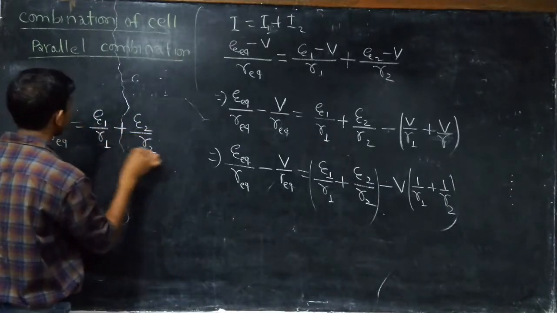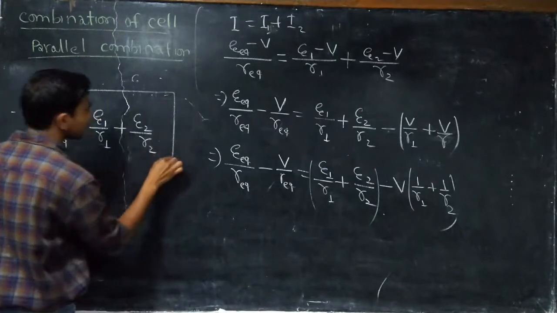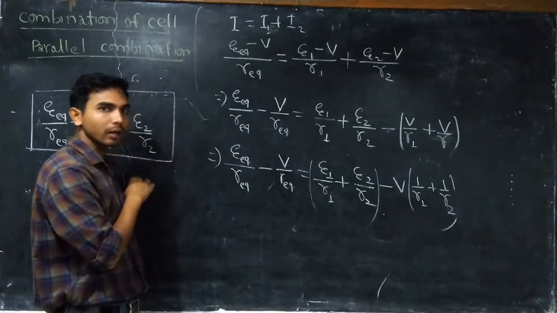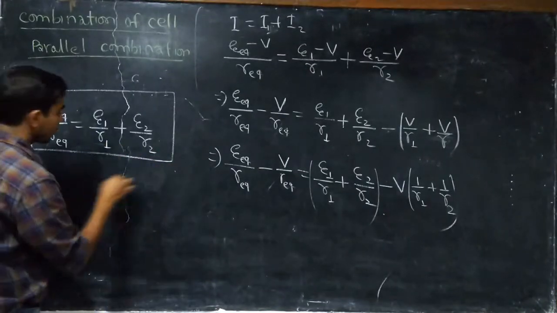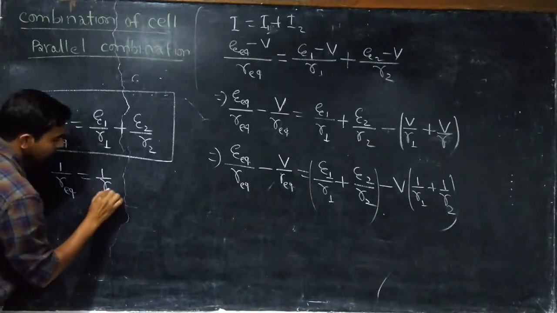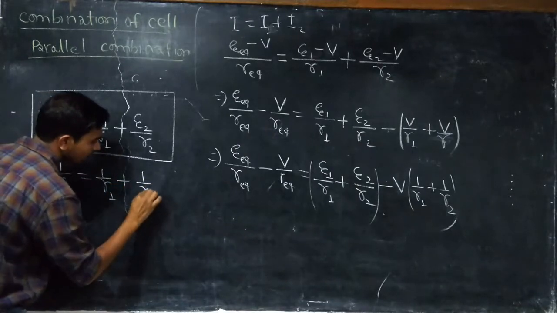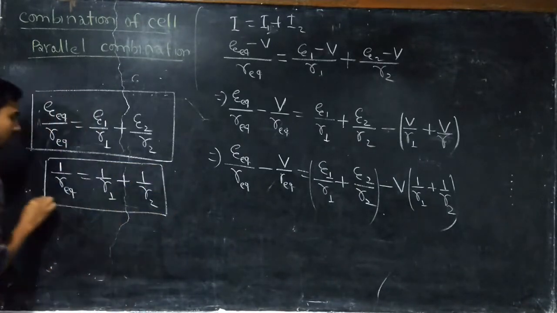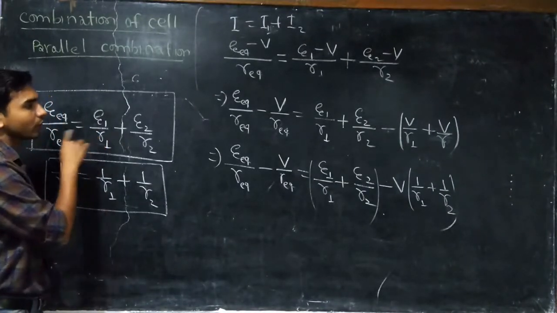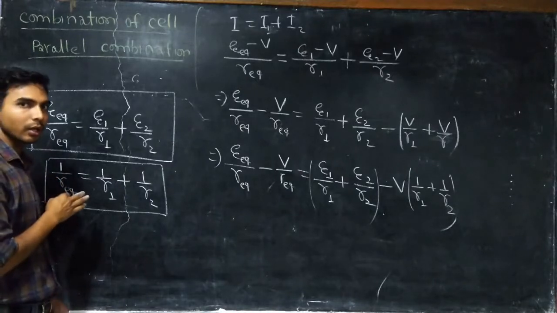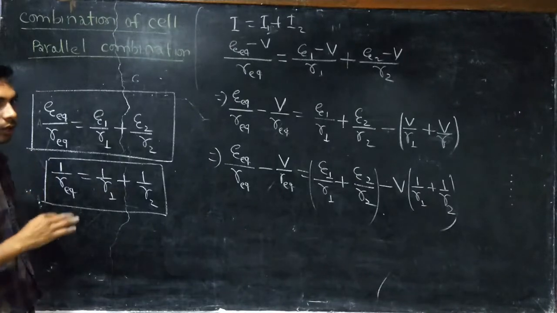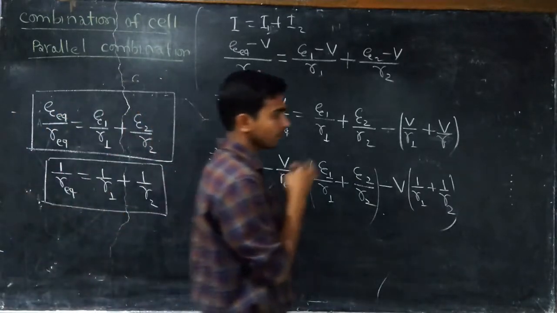So this is your formula to calculate EMF when batteries or cells are connected in parallel, right? And further we can write from here: 1 by R equivalent is equal to 1 by R1 plus 1 by R2. So using this formula you are able to calculate R equivalent, and using the other formula you are able to calculate EMF. So this way we are able to calculate R equivalent as well as EMF.